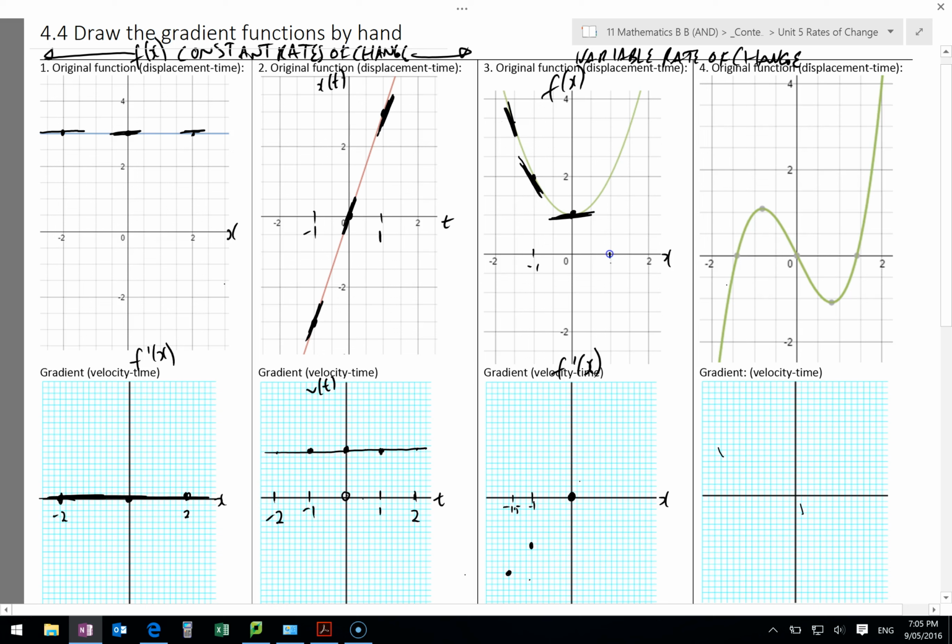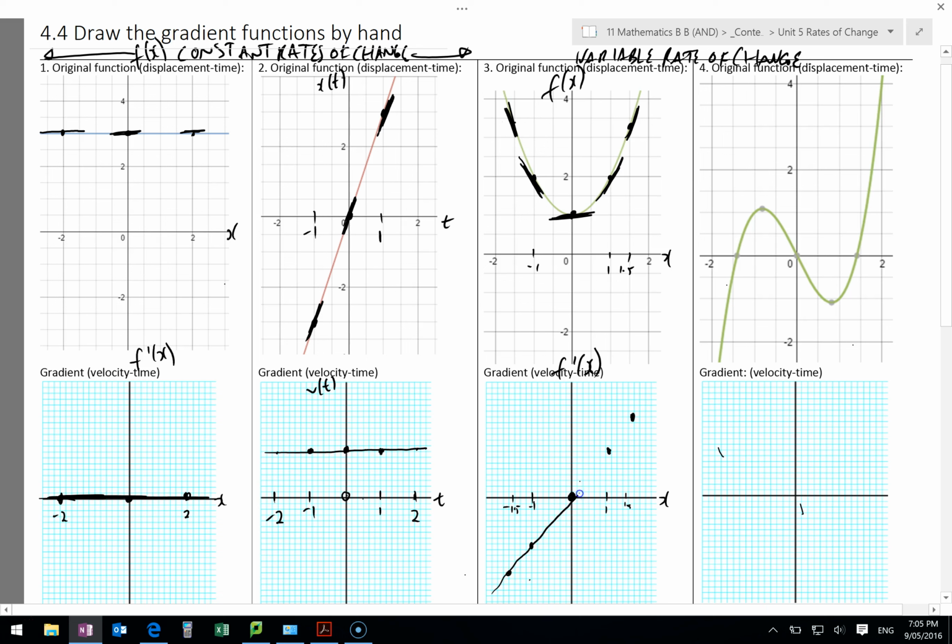I can do the same thing on the positive side. That's a positive slope, so I'll mark some positive value. Seems like I'm being strategic with where I'm putting these points. We'll find out why. And what about 1.5? Okay, that slope is getting steeper. So about 1.5, the slope is getting steeper.